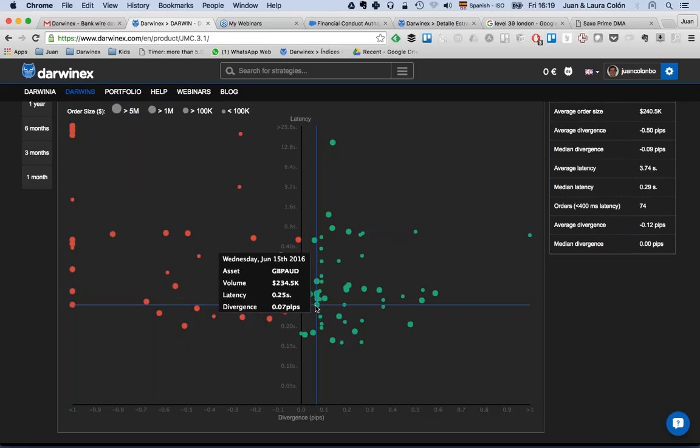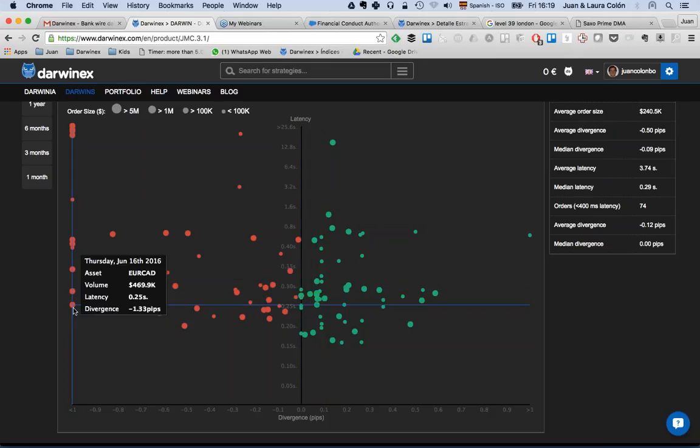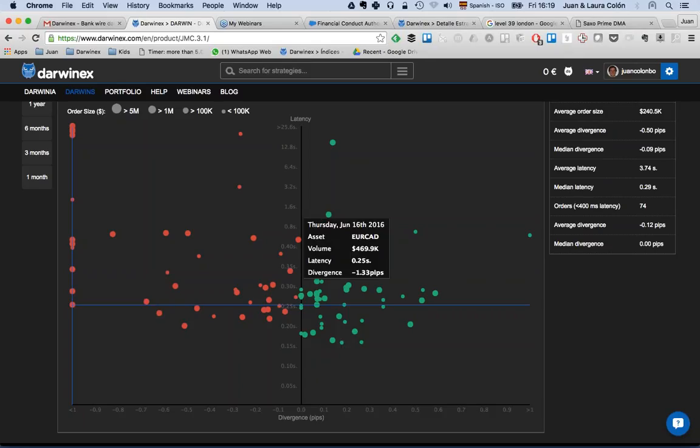It had a positive slippage or divergence, that's why it's green. But then there were others which were not so green. In fact, they were pretty red because they were slipped by 1 pip or more. And this will, of course, depend on the times at which the Darwin provider chooses to trade.